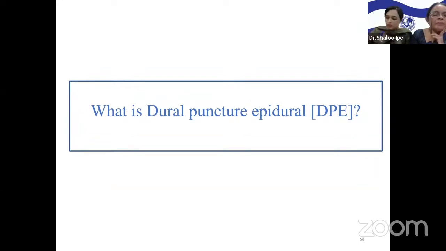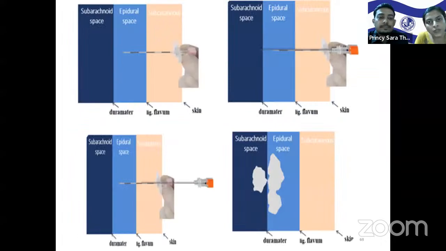What is dural puncture epidural? It is similar to combined spinal epidural, where the dura is punctured, but once the CSF is seen, the spinal needle is withdrawn, and we do not inject the drug into the intrathecal space. Then we thread the epidural catheter into the epidural space, and analgesia is initiated as in the conventional epidural technique.